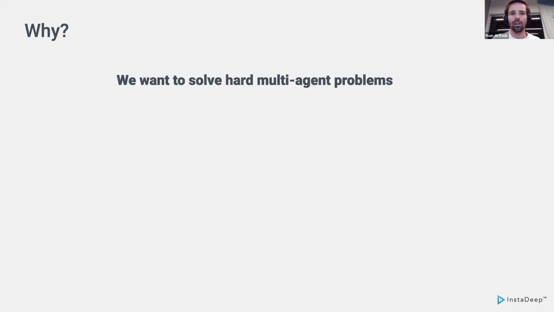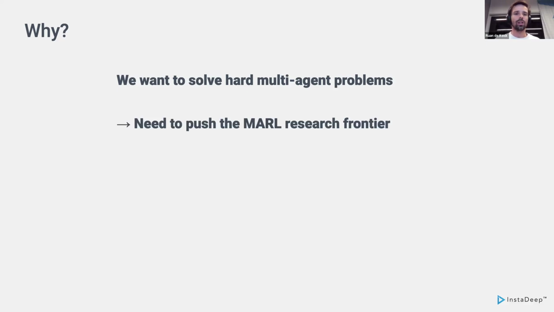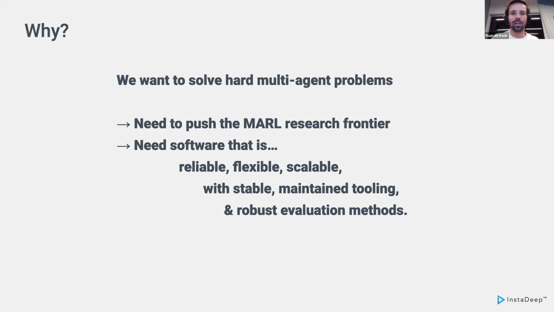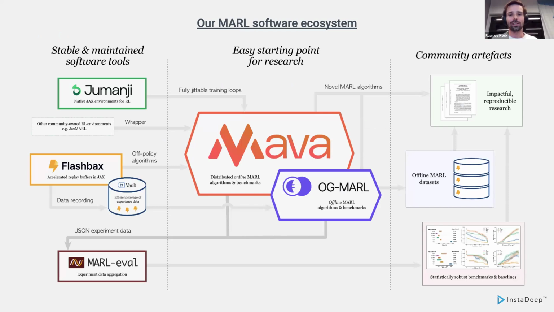A question that you could ask is why? Why do we want to build out this entire software framework? It really stems from the fact that we want to solve really hard multi-agent problems, and if we want to solve these, we're going to have to push the research frontier. In general, multi-agent reinforcement learning is a field that requires lots of software development. We want software that's reliable, flexible, easy to work with, but also that can scale to large problems or large compute. We also want our tooling to be stable and maintained, and we want robust evaluation methods. The reason we want to put all of this together is so we do research that will stand the test of time.